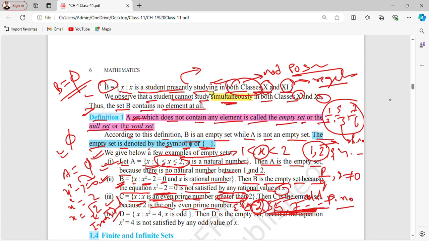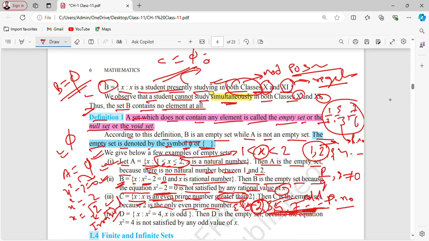So we can also write C equal to phi. This is an empty set. Is it clear? Or we can also write C equal to empty curly braces. This is also called an empty set. So that is the total representation of the empty set, if you understand.